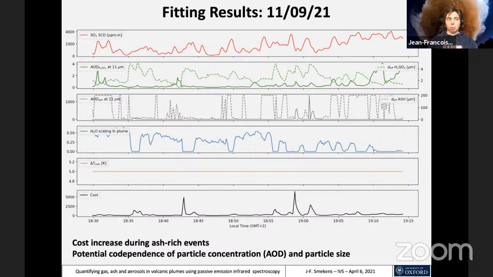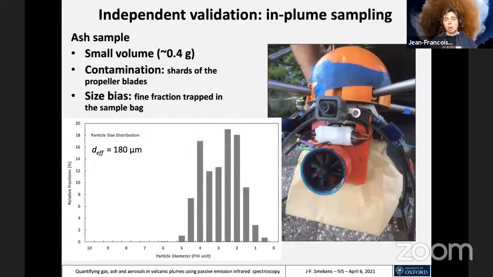Maybe we're not considering appropriate size distributions, or maybe not appropriate spectral parameters, so the complex refractive indices for the ash. However, if we are considering the right one, then this might be something we have to live with. It might be very difficult to retrieve both size and ash burden at the same time.